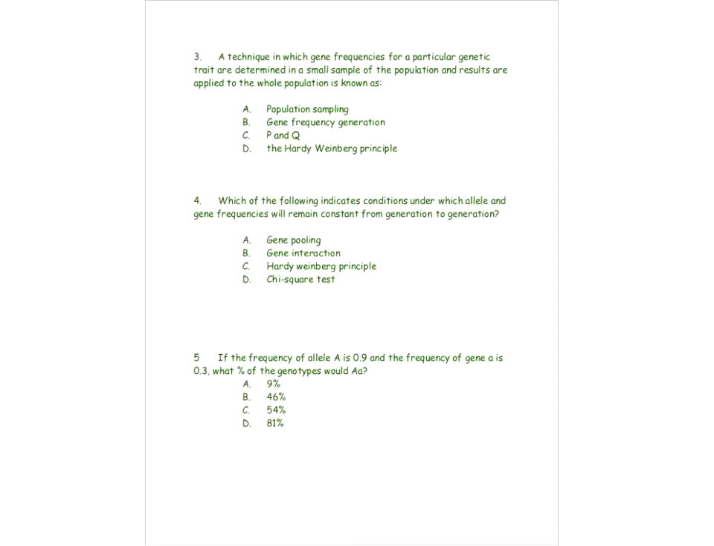The next question says, a technique in which gene frequencies for a particular genetic trait are determined in a small sample of the population and results are applied to the whole population is known as, so what do you think the answer would be for this one? That's right, that would be population sampling. And the next question: which of the following indicates conditions under which allele and gene frequencies will remain constant from generation to generation?